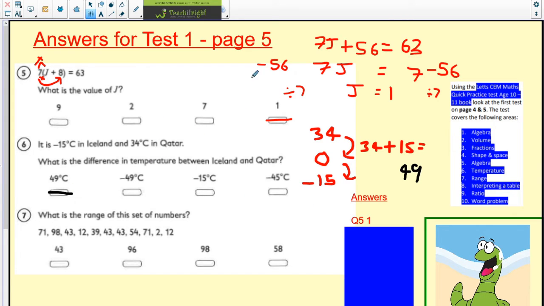The other way to do this, and I'm going to show it to you because I think it's slightly more advanced, but it's a good rule to learn. The difference means take away. So the difference between 2 and 5 would be 5 take away 2. You take them away from each other.